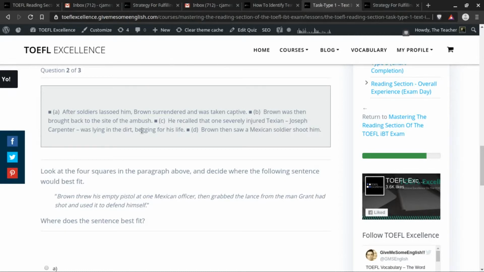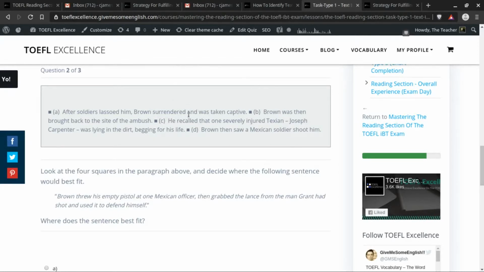"Brown was then brought back to the site of the ambush." And then he defended himself? Probably not. "He recalled that one severely injured Texian, Joseph Carpenter, was lying begging for his life in the dirt. And then he fought, and they saw Mexican soldiers shoot him." Okay, so here it's saying that he surrendered, which means that he gave up.